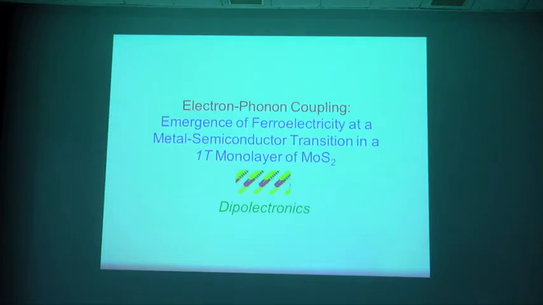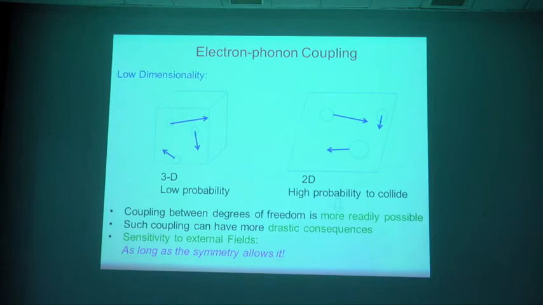So this is where I'm going to tell you about some electron-phonon coupling, where the physics of both phonons and electrons becomes relevant. And if you go to lower dimensional systems, the probability that two particles will collide with each other is even higher. They cannot avoid it. In 3D, you can have lots of aeroplanes flying in the sky without colliding, but you can't have the same density of ships on an ocean, right? That's the idea here. You cannot avoid the paths of different particles.